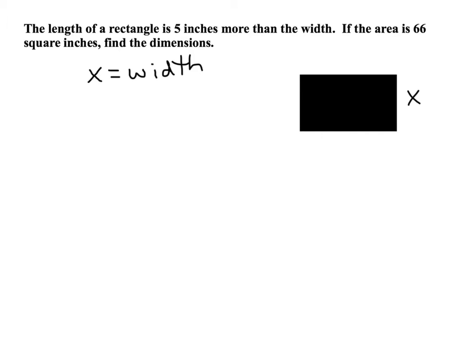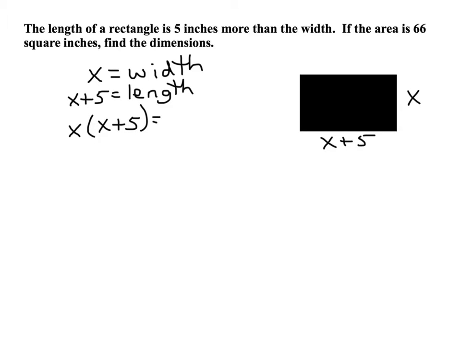It says that the length is 5 inches more than the width. So, using the one variable method, I'm going to say that x plus 5 is equal to the length. In order to find the area of a rectangle, you multiply the width and the length together. So my equation would be x times x plus 5 is equal to 66.